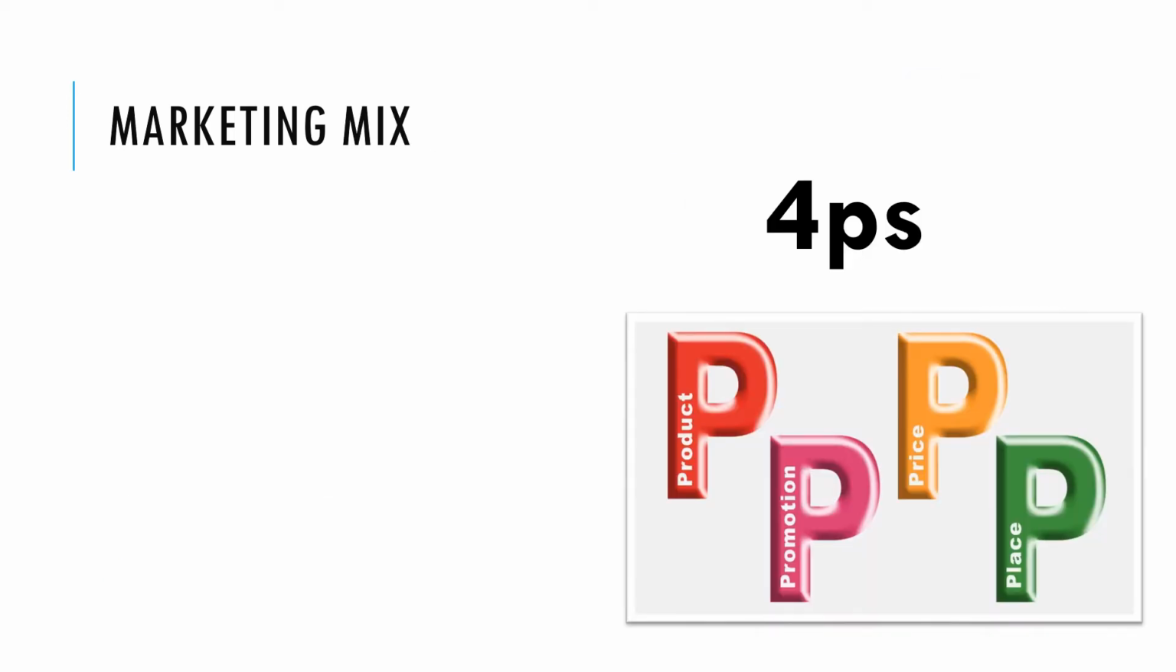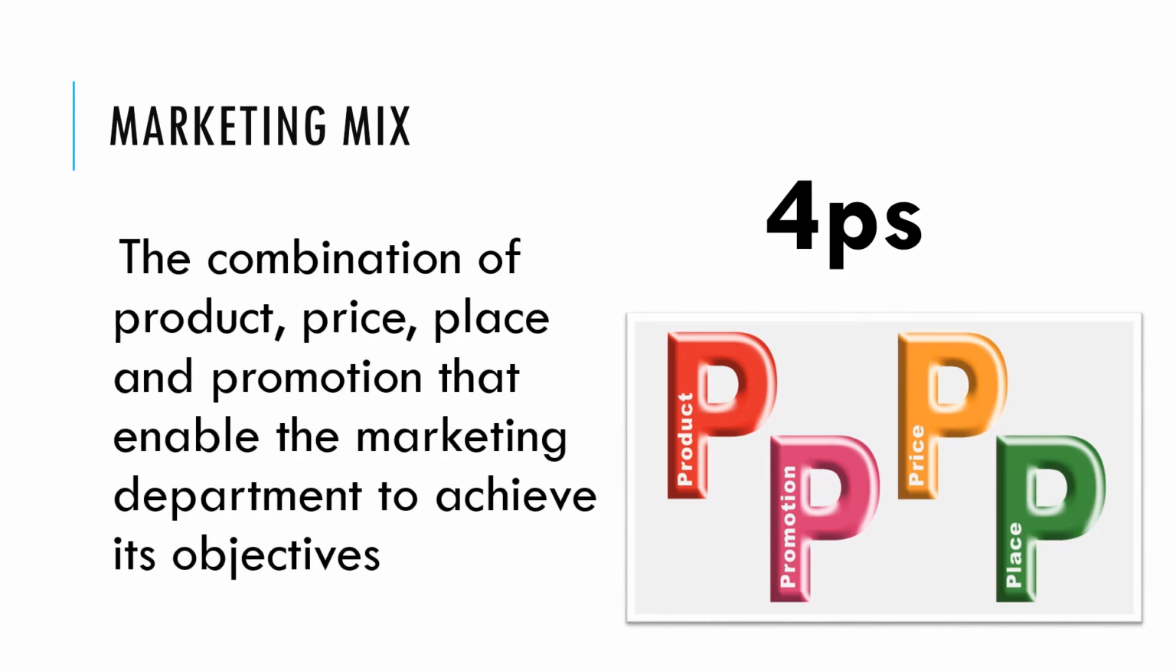Now, the marketing department, in order to achieve these objectives, will normally be responsible for what's known as the 4 Ps, and that is product, promotion, price, and place. And it's this combination of the 4 Ps and getting the strategy for each P correct that will enable the success of the marketing department. So the marketing mix, the 4 Ps, are the combination of having the right product, the right price, in the right place, and making customers aware of it through promotion so that the marketing department can achieve their objectives.